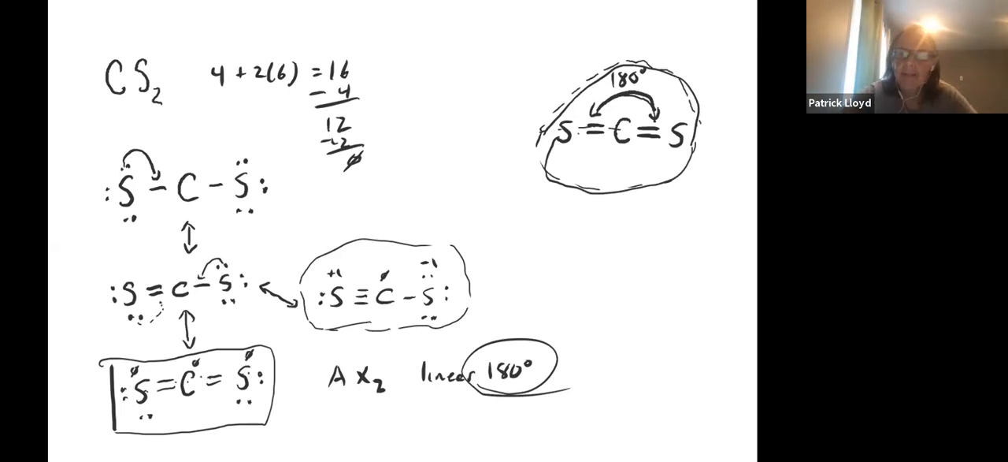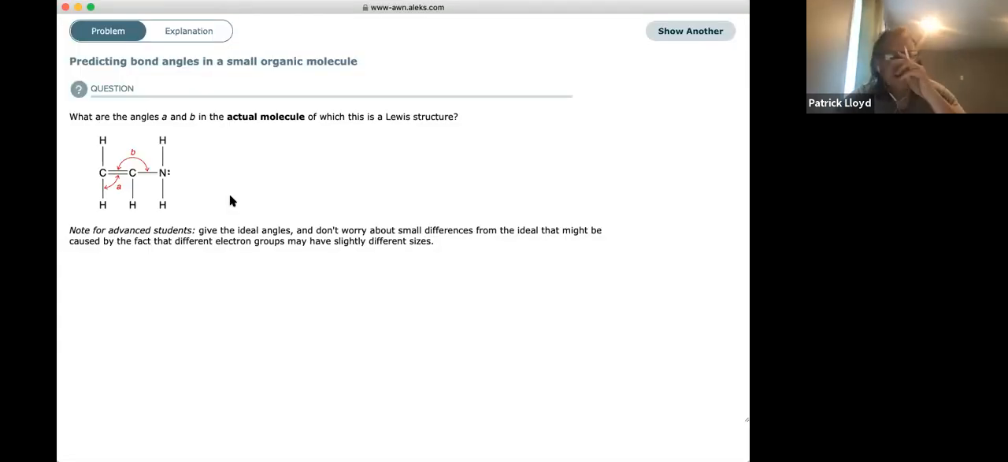Okay, let's see. Okay, before I get to that one, let's do the ones with small organic compounds. Well, this is kind of interesting. Predicting bond angles in small organic molecules. So here they're actually going to draw you the Lewis structure. So that's kind of nice. They give you the Lewis structure. They just want you to figure out what the angles are here. But be careful. Don't use the angles that they look like in these pictures. Those are Lewis structures. Lewis structures do not generally show you the angles. They're just showing you the arrangements of electrons.